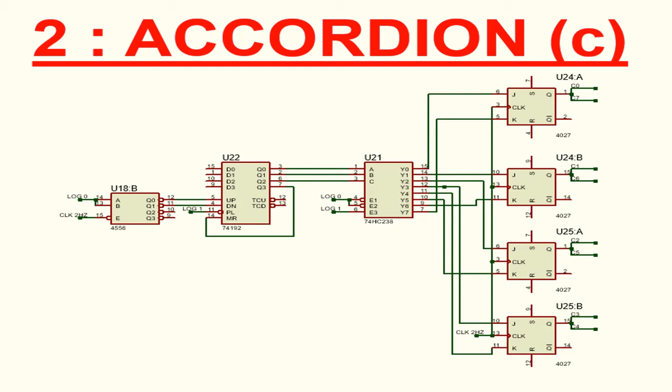Other connections of note before moving on. E1 and E2 are active low, so are connected to a logic 0. E3 is active high, so it's connected to a logic 1. These are in order to turn the IC on.